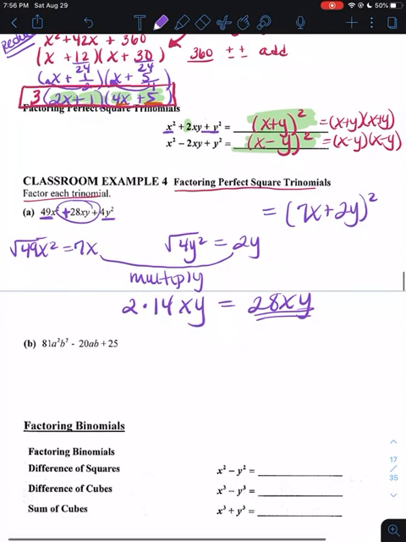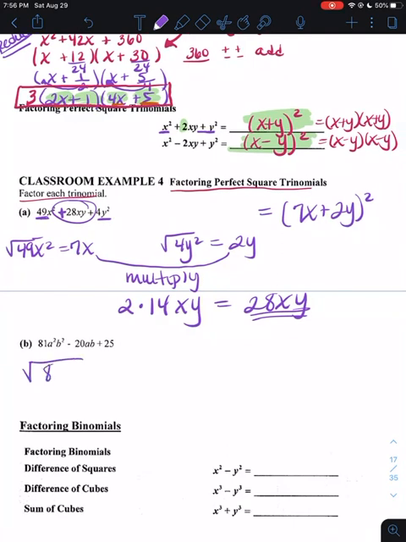All right, so let's try here. The next one, the square root of 81a squared b squared. So when I take the square root of this, I get 9ab. And then I take the square root of 25, I get 5. So if they tell you that it's a perfect square trinomial, then you should know that this will work out. But let's just see.